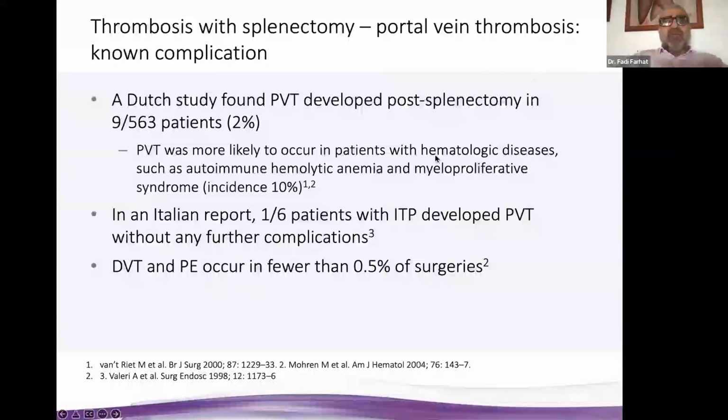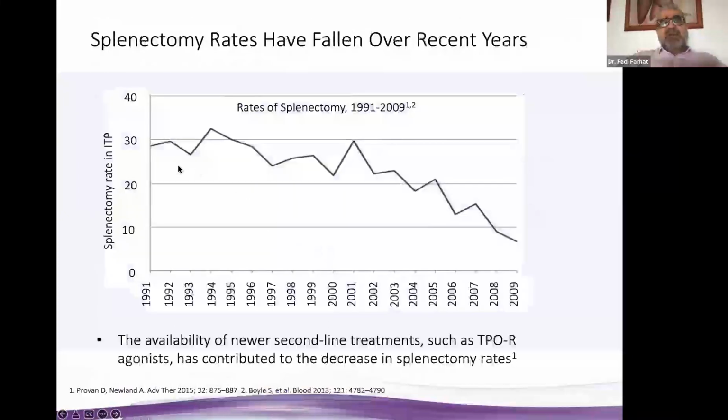Now, about the toxicity, about the complication, there have been some studies showing that we can have portal vein thrombosis, approximately 2% after splenectomy, which might occur with some hematological diseases like autoimmune hemolytic anemia or MPS, MPN. Just to remember that it might happen. Fortunately, the percentage of surgery is falling.